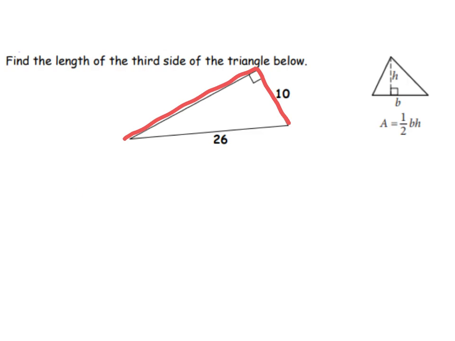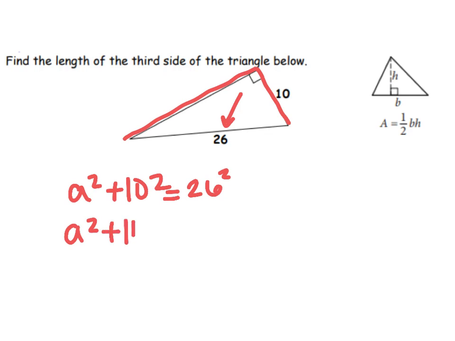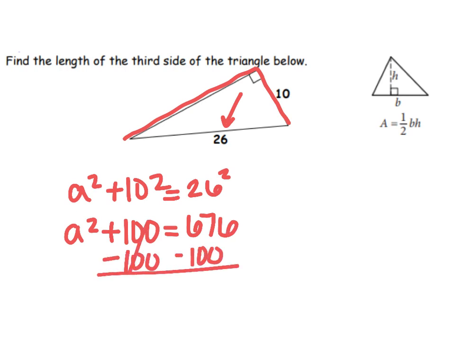So this would be a squared plus 10 squared equals 26 squared. 26 is the hypotenuse. It's across from the right angle. Okay, so like we've previously done, square everything. 10 squared is 100. 26 squared is 676. Subtract 100 from both sides. And a squared is 576. Take the square root of both sides. That'll get rid of a squared and leave you with just a.